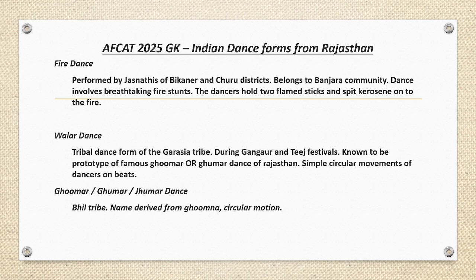And the other dance form is Ghumar or Jumar dance. It is performed by the Bhil tribe. And this name is derived from Ghumna. Ghumna means circular motion. So this Jumar dance or Ghumar dance is performed by the Bhil tribe.